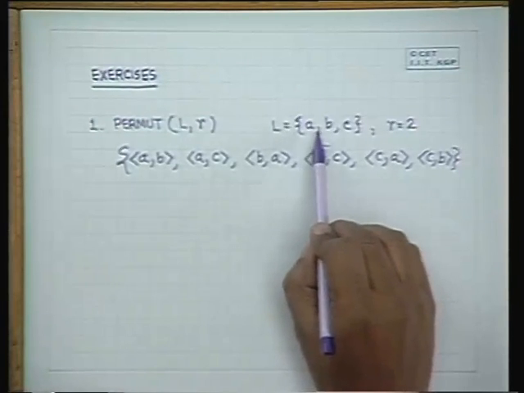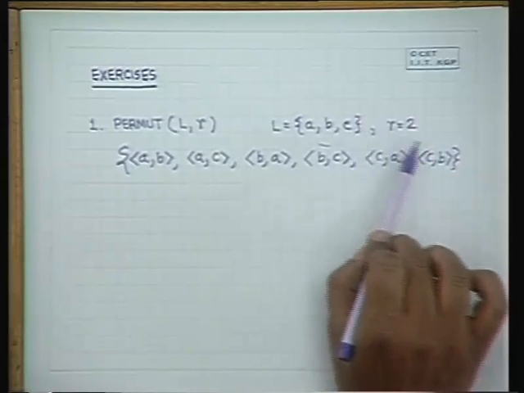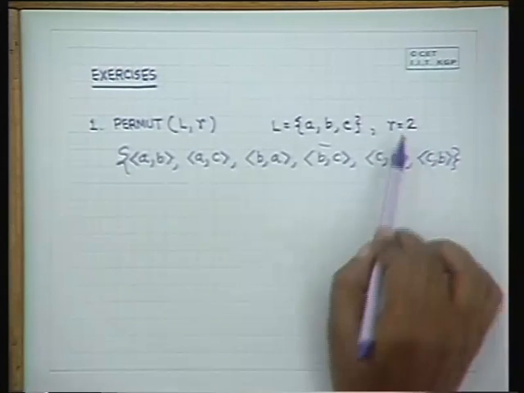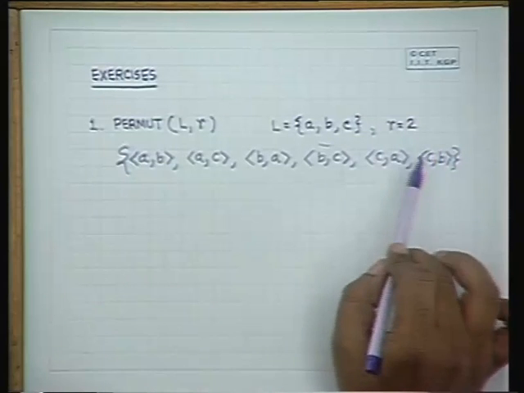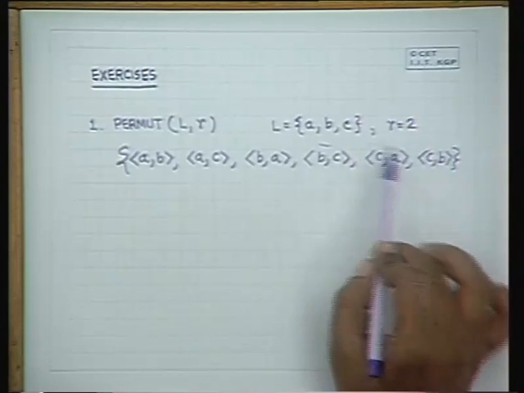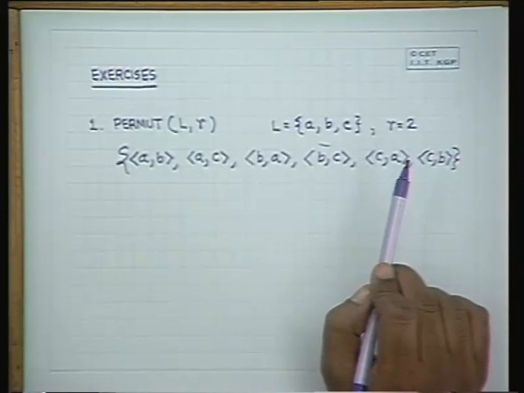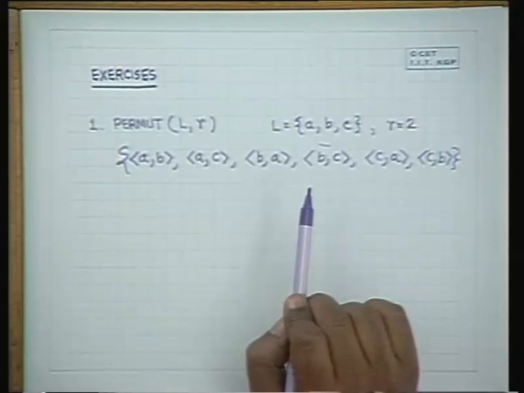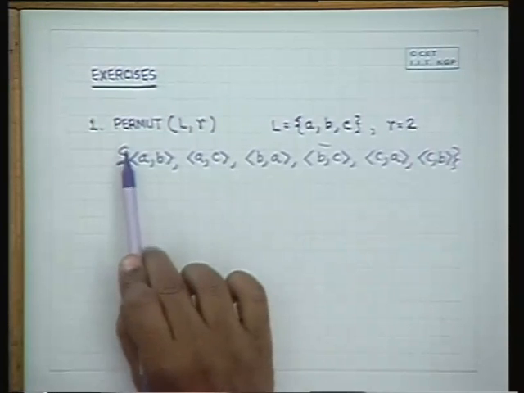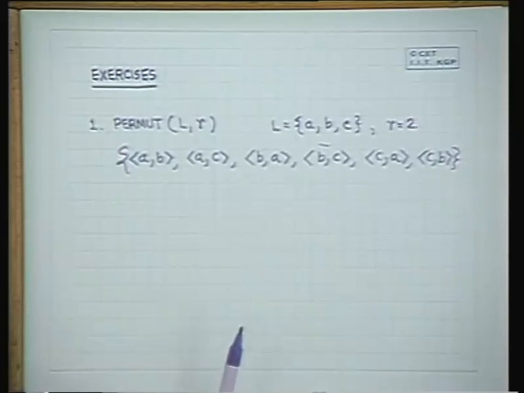For example, if L was this and R was 4, there is no solution, answer is not possible. If R is 0, answer is not possible. So you get the basis conditions. If R is 1, then it is A, B and C. If R is 3, then it is all permutations of A, B and C. So you have to find out how to solve this problem.